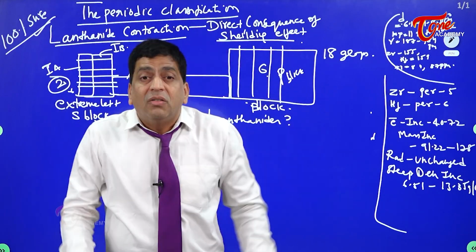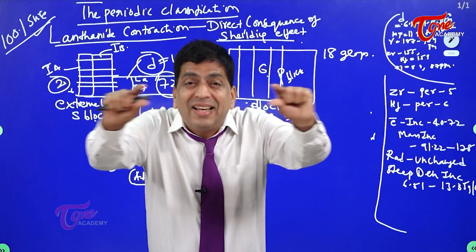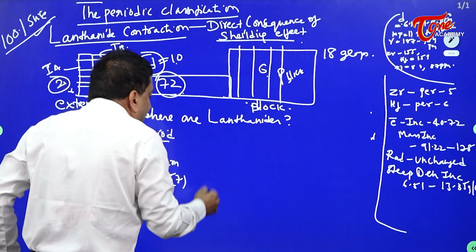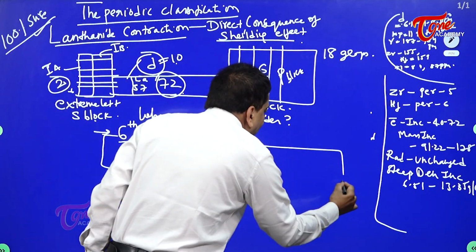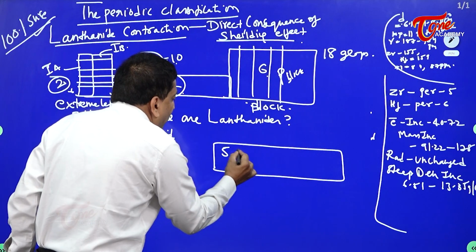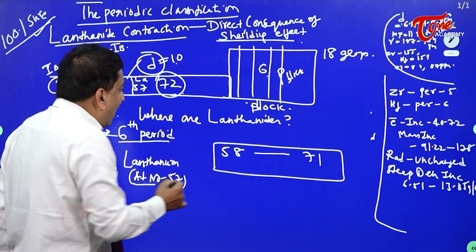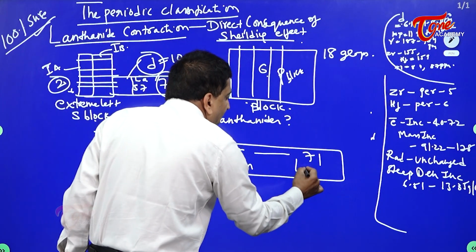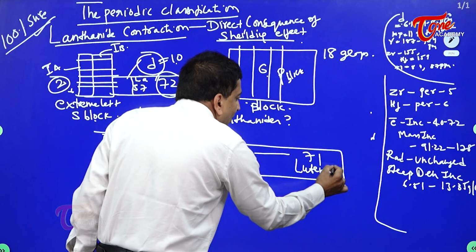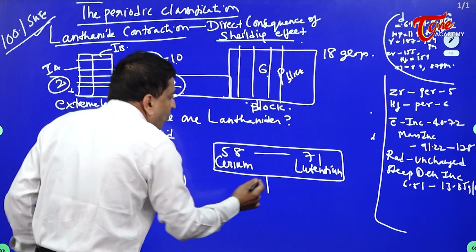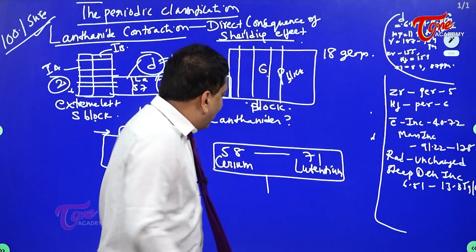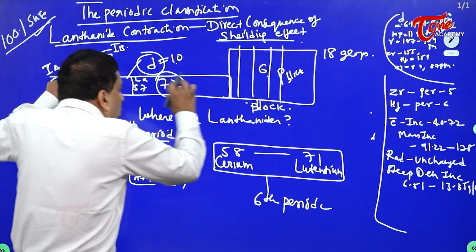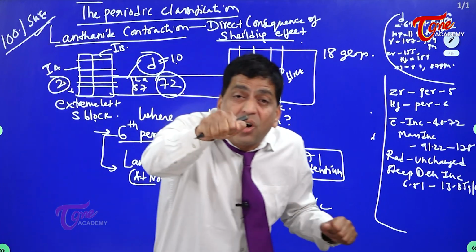Lanthanum is D block. The 14 elements that miss the main frame of the periodic table are put at the bottom, from 58 to 71. The 58th element is cerium, and the 70th element is lutetium. These are pulled out from the main frame of the periodic table, and they belong to the 6th period only. They belong to the 6th period, but are kicked out from the main frame.